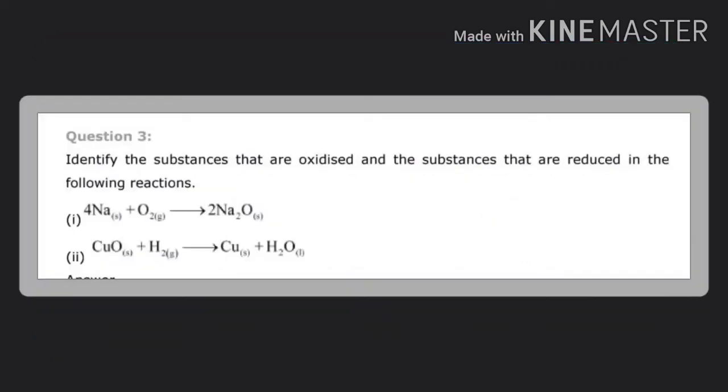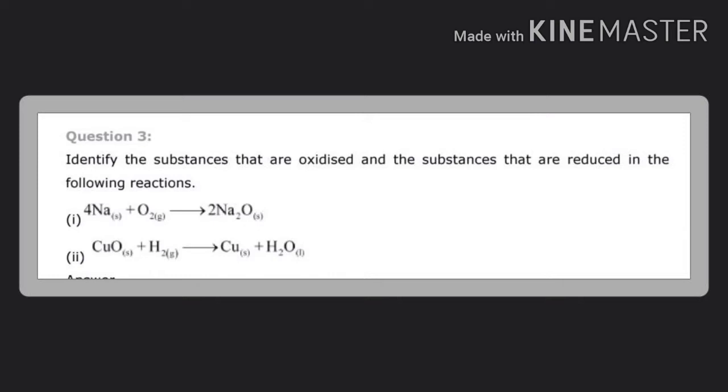Now in this question, I've not given you the answer. I want you to think of the answer on your own. So let's do it right now. Identify the substances that are oxidized and the substances that are reduced in the following reactions. The first reaction is Na plus O gives Na2O. They have balanced it. So now look at the reaction. Sodium is gaining an oxygen, right? So Na is getting oxidized in the reaction.